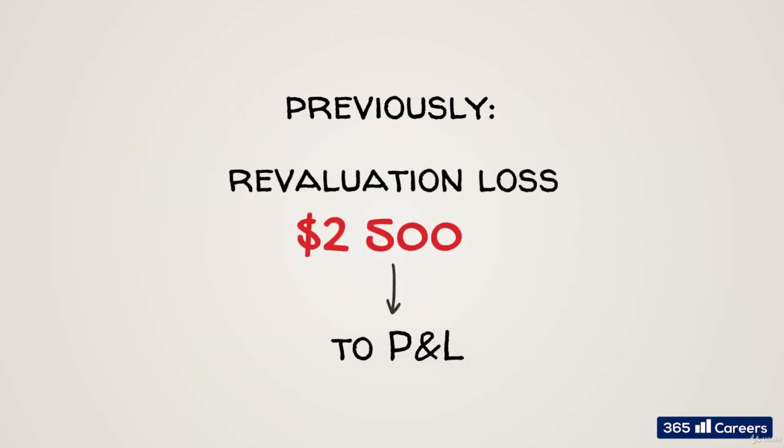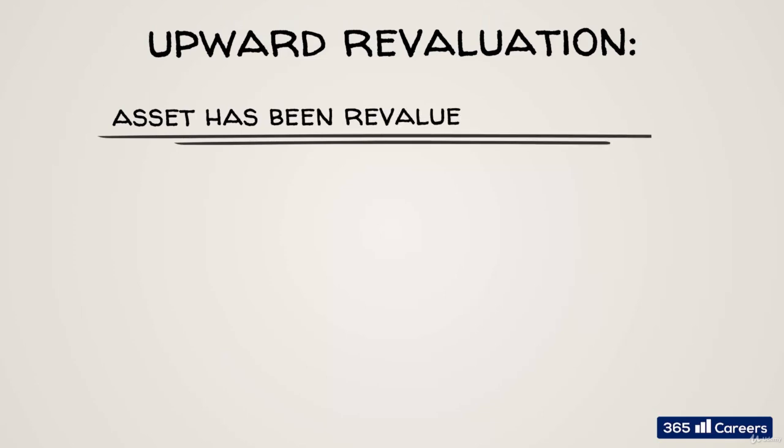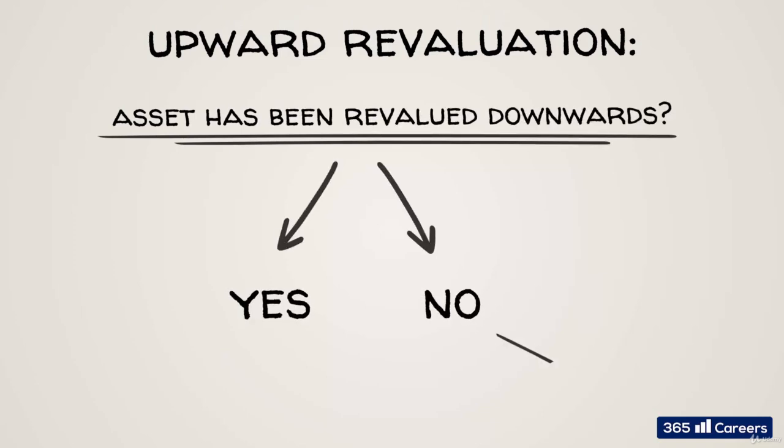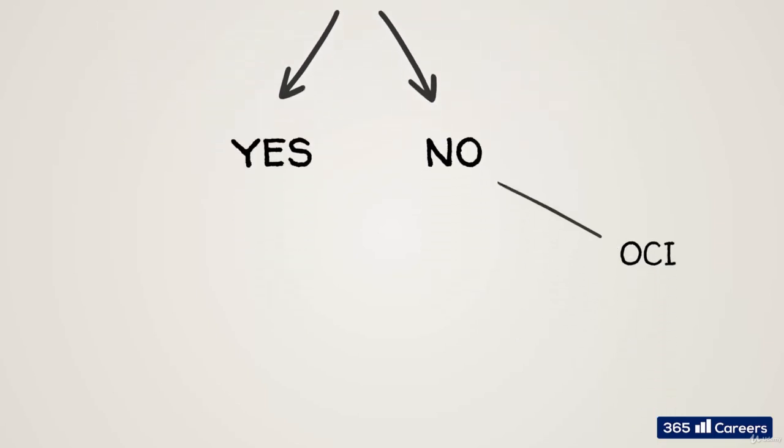Okay. Previously, we registered a revaluation loss of $2,500. Such a loss, according to the principles of conservative accounting, goes to P&L. Instead, when an asset is revalued upwards, things are a bit more complicated. If no revaluation loss has been registered previously, we have to report the upward valuation in other comprehensive income, which is an equity account, in its entirety. It doesn't show up in the P&L statement.